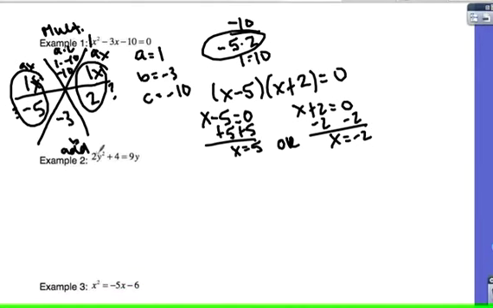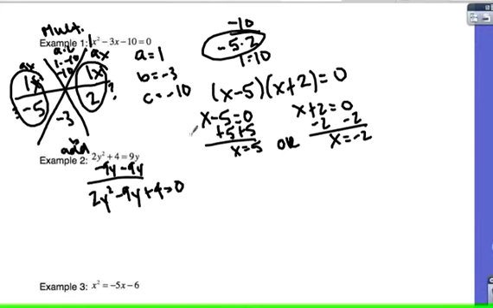On our second example, we've got 2y squared plus 4 equals 9y. Now, my first step is that I need to make my quadratic equal 0. So in this case, I'm going to have to subtract 9y from both sides. So I end up with 2y squared minus 9y plus 4 equals 0. So now I've dealt with step 1. Now I need to deal with step 2.